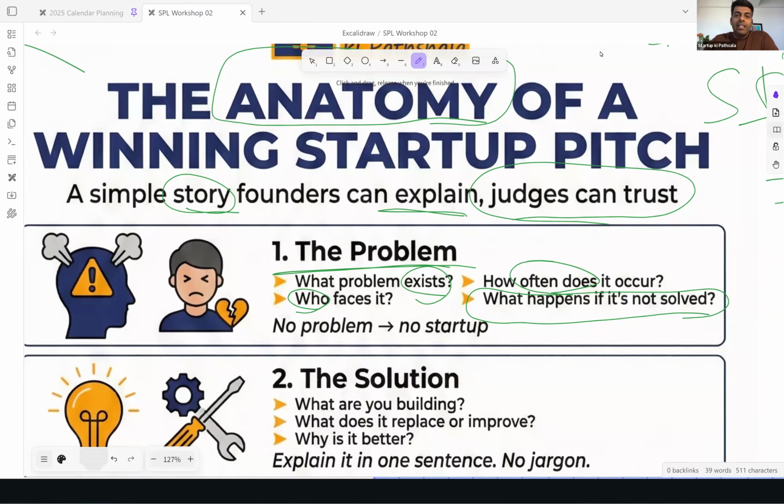Yeah. So, in the anatomy of winning the startup pitch deck, we have currently looked at the problem. The key takeaway is start your pitch with the problem statement. There is a very famous saying: fall in love with the problem, not with the solution.